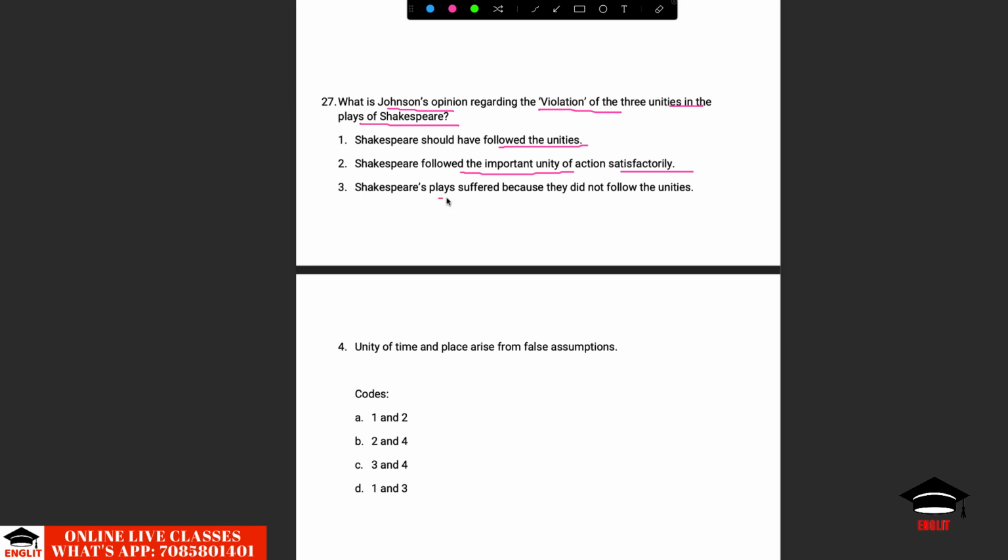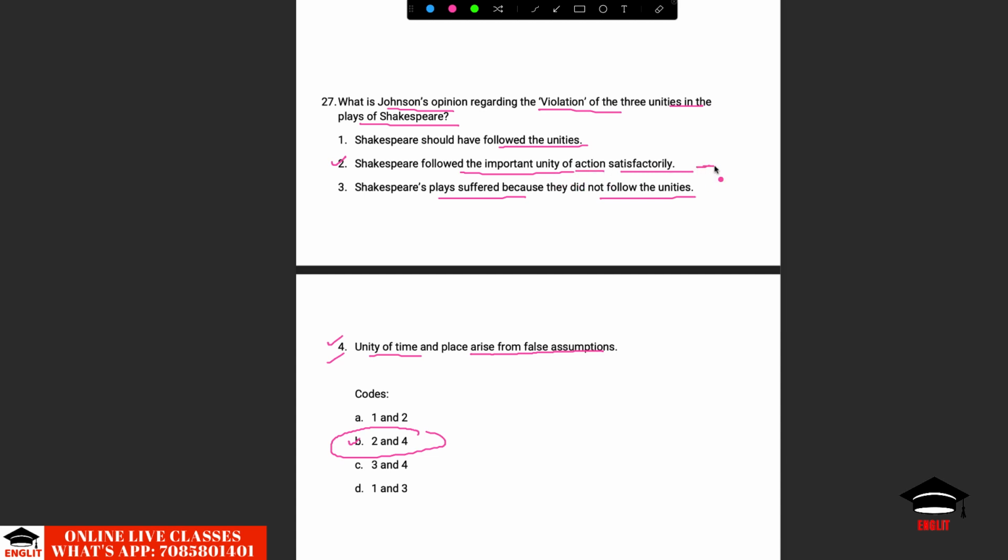Shakespeare's plays suffered because they did not follow the unities, or unity of time and place arise from false assumptions. Here we have to choose two options. Two options are correct and two are not. And the correct answer is option B. Second and fourth points are valid. Second and fourth. Shakespeare followed the important unity of action satisfactorily.